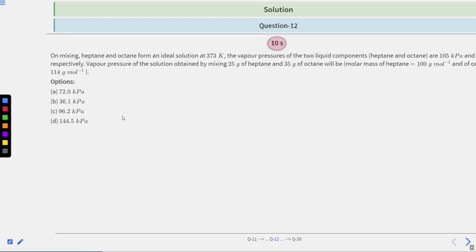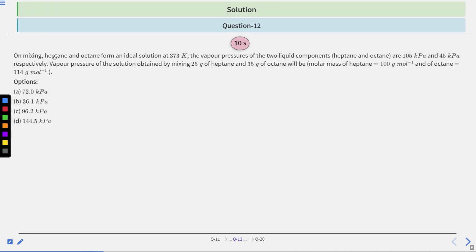Okay, let's move to question number 12. Heptane and octane on mixing form an ideal solution at 373 Kelvin. The vapor pressures of the two liquid components, heptane and octane, are 105 kilopascal and 45 kilopascal respectively. So for heptane it is 105 kilopascal, and for octane the vapor pressure is 45 kilopascal. What will be the vapor pressure of the solution obtained by mixing 25 gram of heptane and 35 gram of octane?